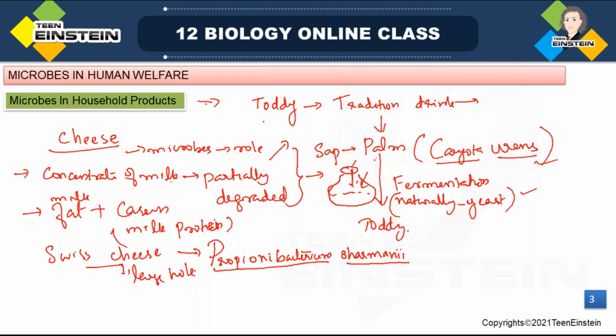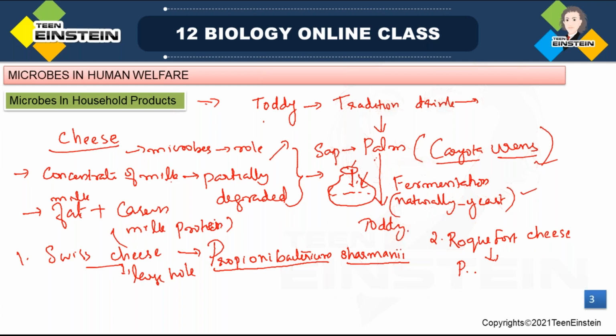Then Roquefort cheese, which is the next type of cheese. This is Swiss cheese, the first type. The second type of cheese is Roquefort cheese. Okay, this Roquefort cheese, it is ripened by which one? It is ripened by the fungus Penicillium roqueforti.